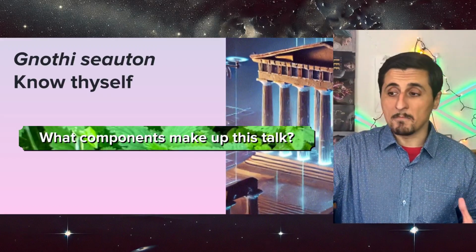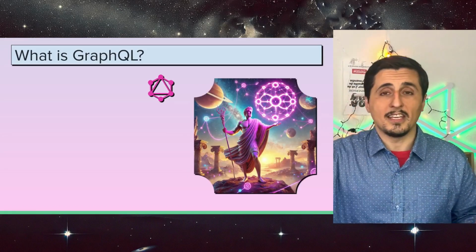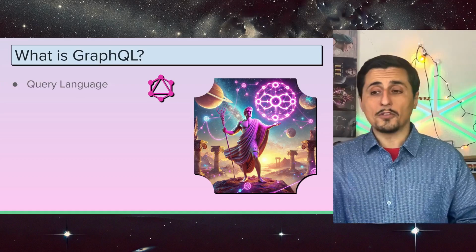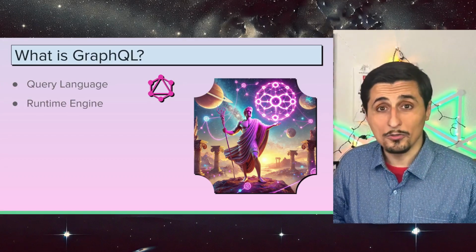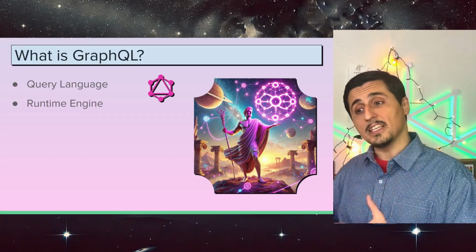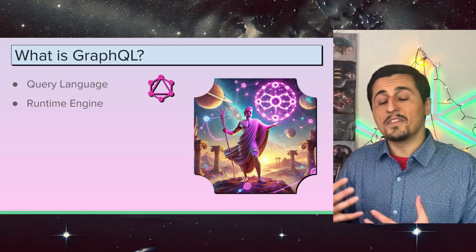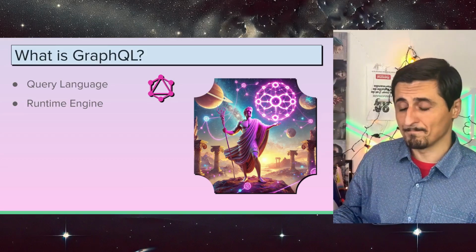So what components make up this talk? Well, the first is GraphQL, of course. And as we have said before, GraphQL is a query language. And GraphQL is also a runtime engine. And we will see during our demo what it means to say that GraphQL is a runtime engine.